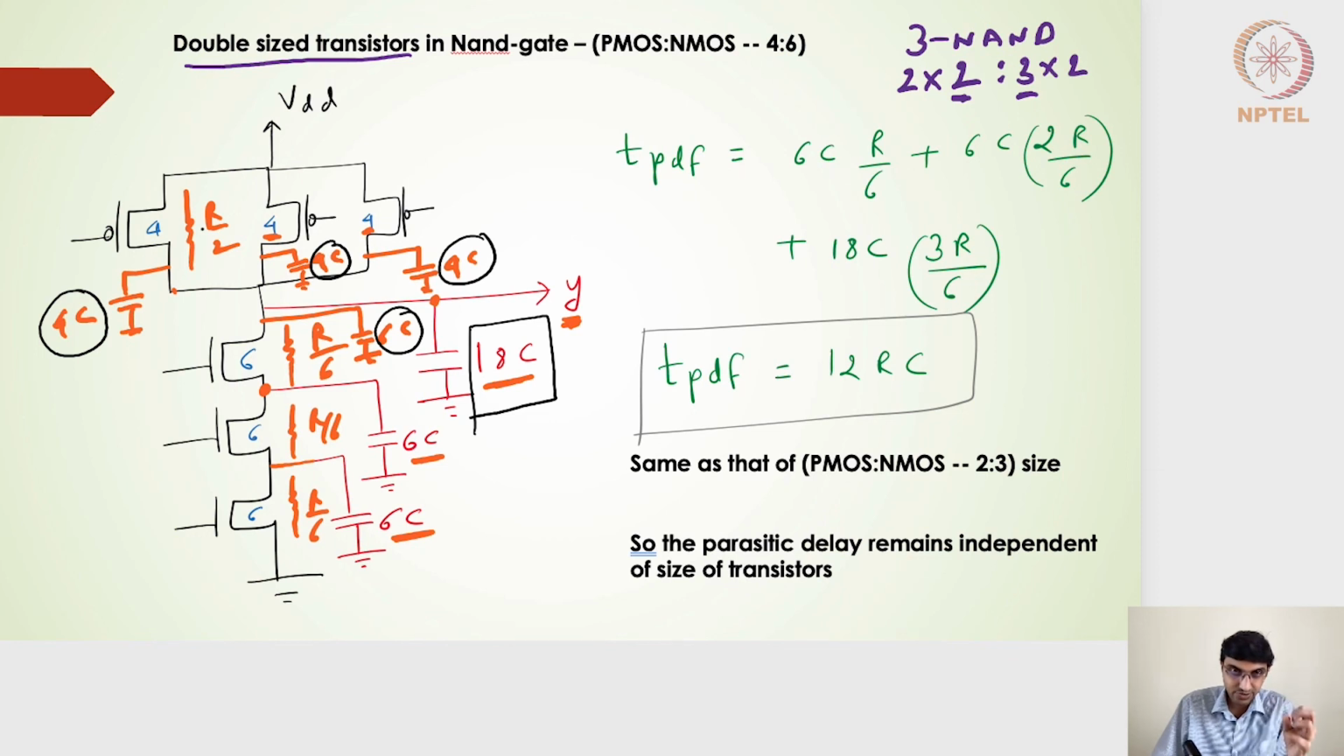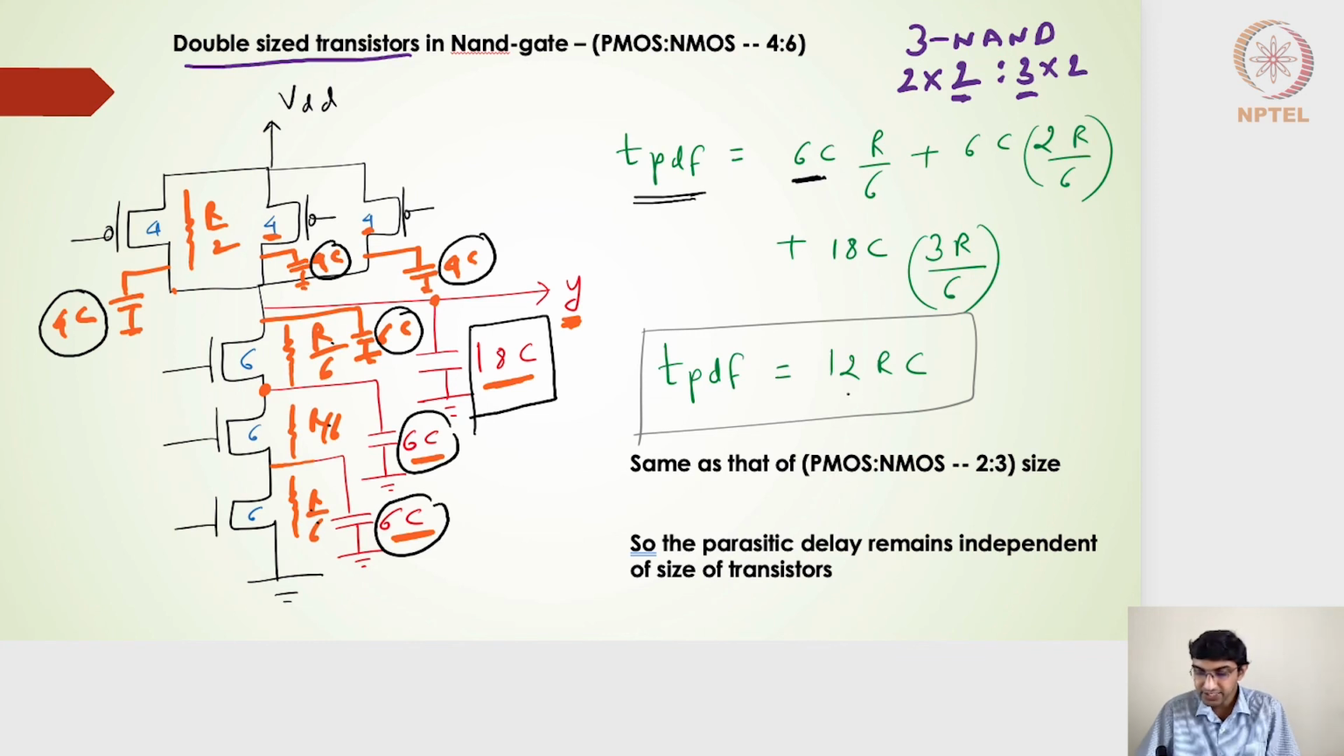The switching resistance is going to scale down. If I try to find out the propagation delay falling, I'll use the Elmore delay method. All of the NMOS transistors should be on, then only will the output node discharge to 0. So I get 6C multiplied by R by 6. This is the first component, 6C into R by 6. The next component will be 6C multiplied by R by 6 plus R by 6. And the last one is 18C multiplied by R by 6 plus R by 6 plus R by 6, so it will be 3R by 6.